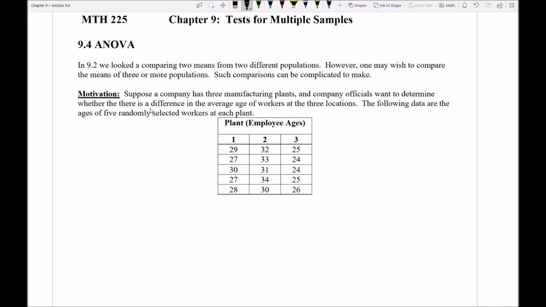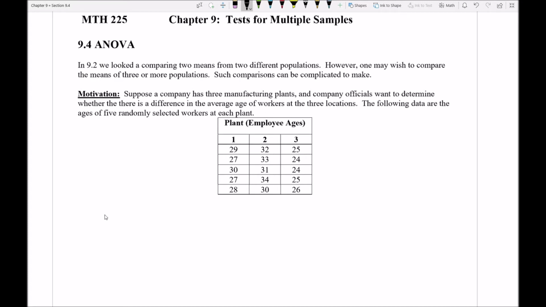And if we're trying to figure out if there's a difference in the average age of workers at the 3 locations, that might be difficult to do. I'd have to know all of my employees' ages and average all of those out. Well, let's suppose that the following data are just the ages of 5 randomly selected workers at the plant. So I can see that, generally speaking, these are pretty young individuals that are at this plant. Well, let's see how in the world I might be able to test if there's a difference in the average age of workers.